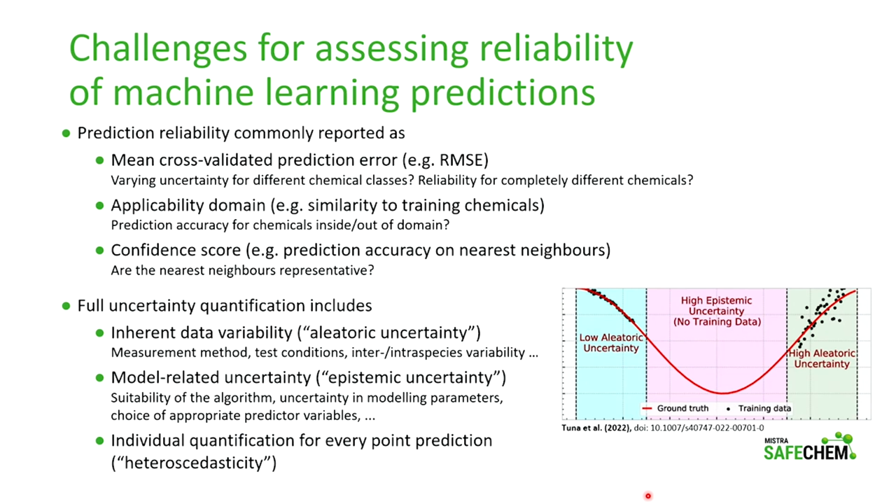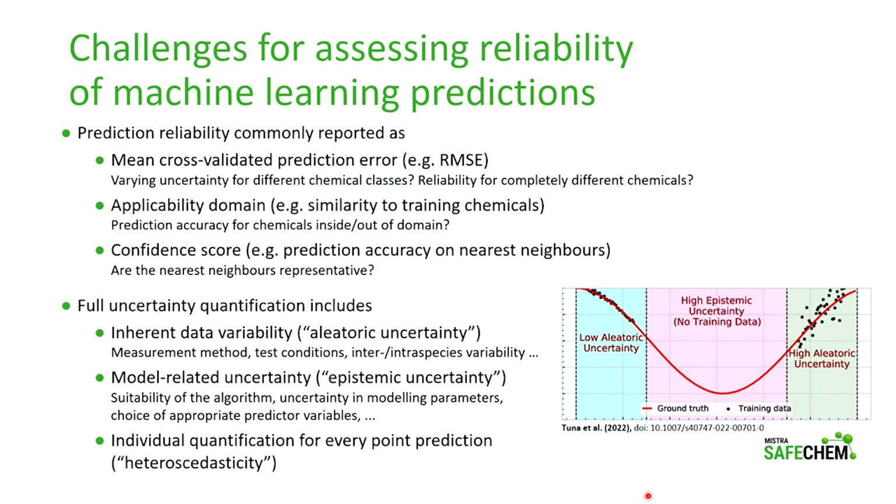The common approach is first of all to look at a few different metrics. Usually you have the mean cross-validated prediction error. And this is of course very useful. However, it is a mean, so it doesn't tell you anything about the uncertainty across different chemical classes if it's varying. And also you only get this validated on a certain set of chemicals. So it doesn't tell you anything about the reliability of the prediction for chemicals that are very different from the set that it has been validated on.